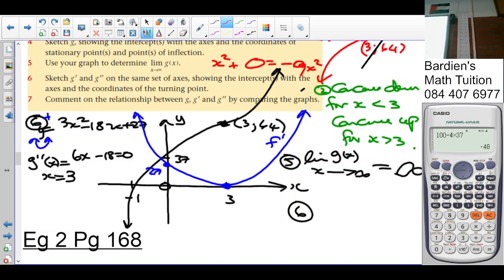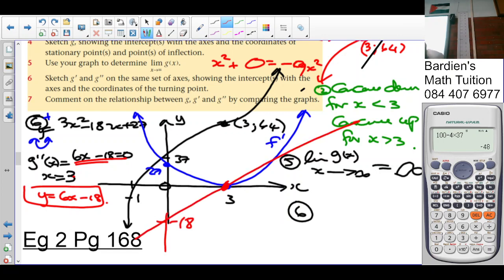So what I'm doing now is drawing the graph y equals 6x minus 18. Why? Because the second derivative is defined by 6x minus 18. If I draw that graph, it has an x-intercept at 3 and a y-intercept at negative 18, which is fairly low there. If you draw that going through like that, this is the graph of the second derivative, and that was your first derivative graph.